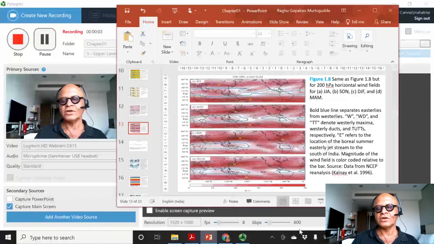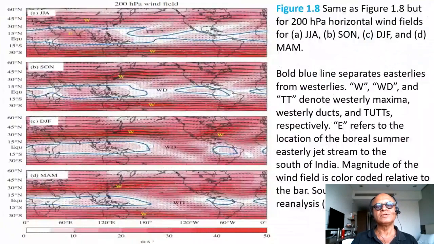We looked at zonal mean meridional vertical sections of zonal and meridional winds, and we looked at maps of surface winds. Obviously, we need to complete the story by looking at maps of upper level winds. 200 hectopascal is the typical upper level surface we look at.